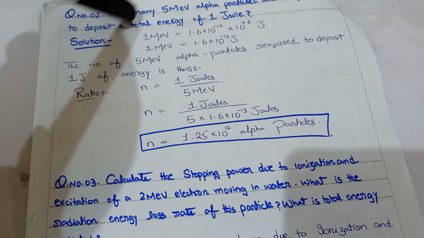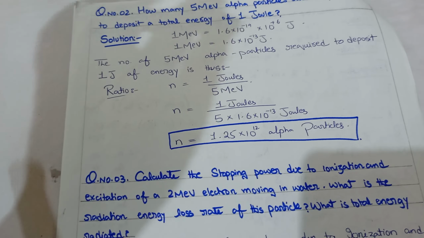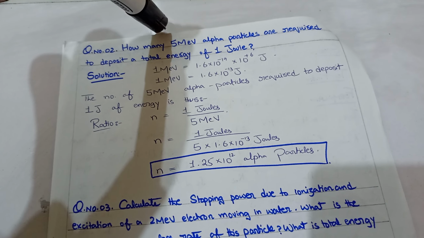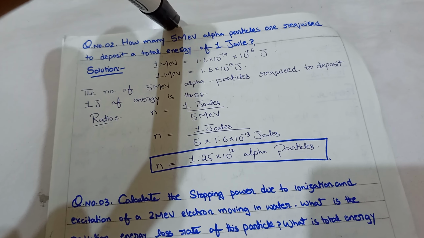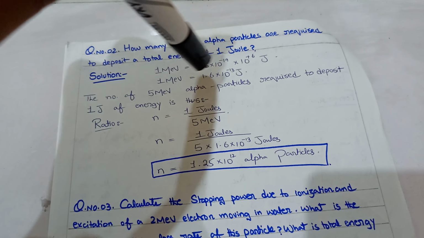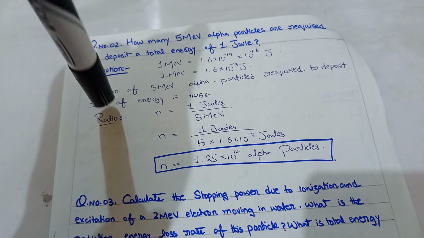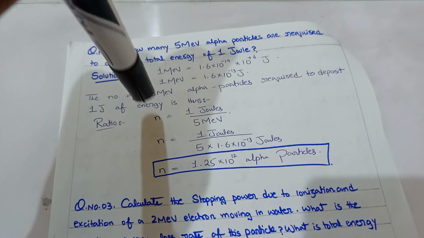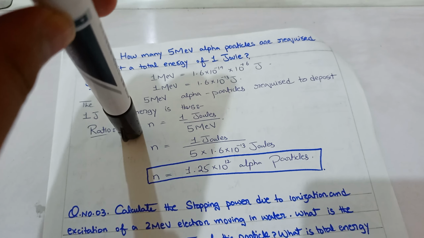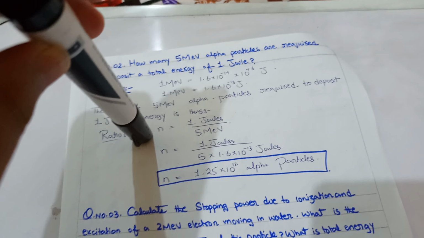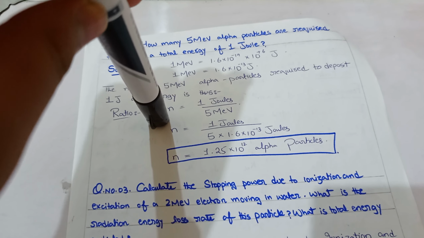So 1 mega electron volt basically equals 1.6 × 10^-13 joules. But in our problem the given condition is 5 mega electron volts. So for the 5 MeV alpha particle to deposit 1 joule, you only have to take the ratio, because we have to find the number of particles.